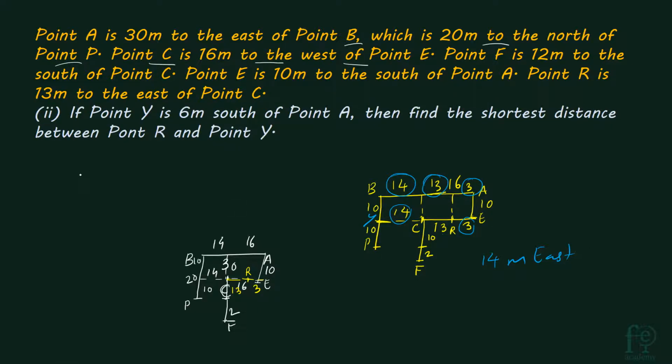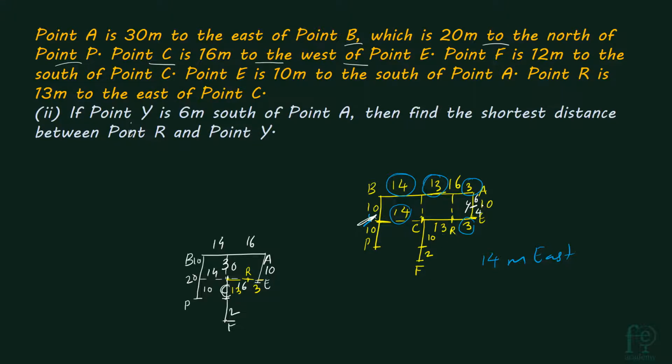Now same question, second point. If point Y is 6 meters south of point A, then find the shortest distance between point R and point Y. So point Y is 6 meters south of point A. Here point Y is not there, so point Y should be 6 meters south of point A. Somewhere here Y should come. The total distance is 10 meters, so this is 6 and this will be 4.